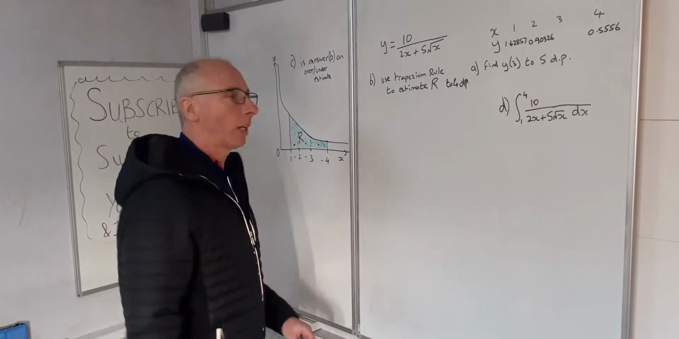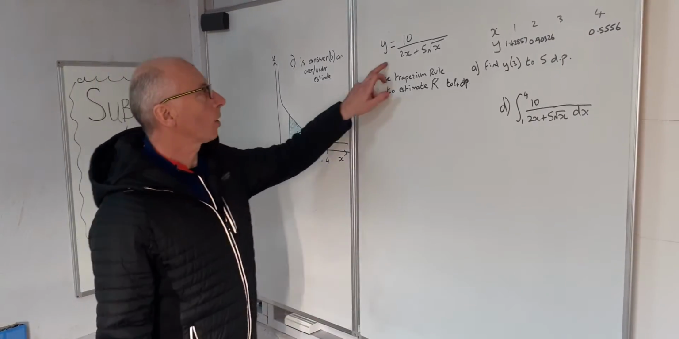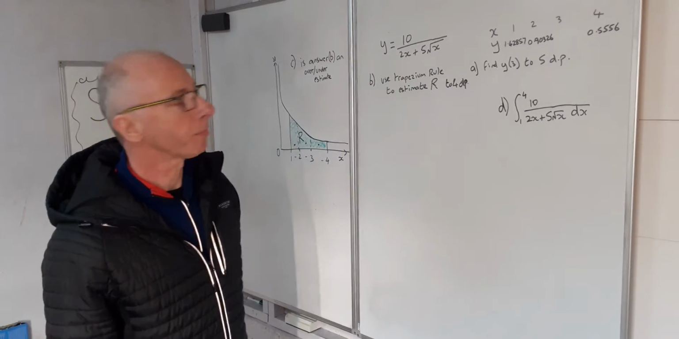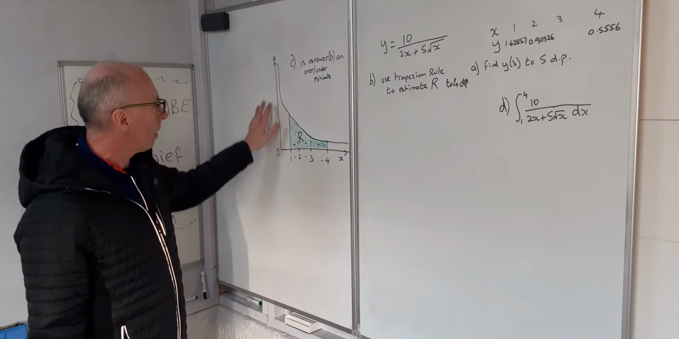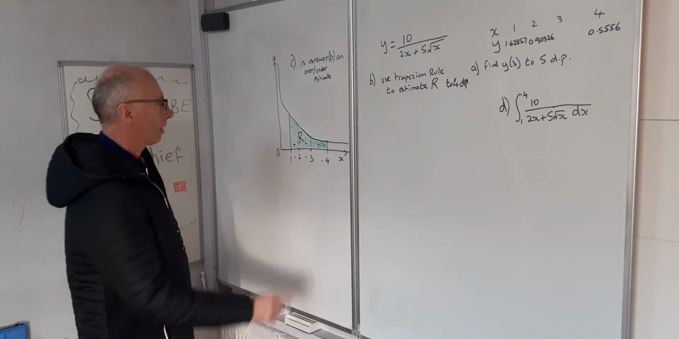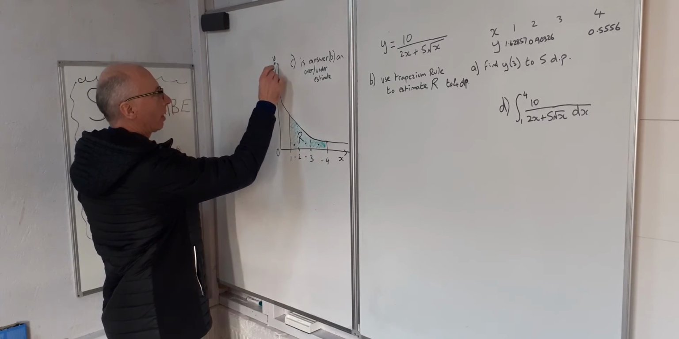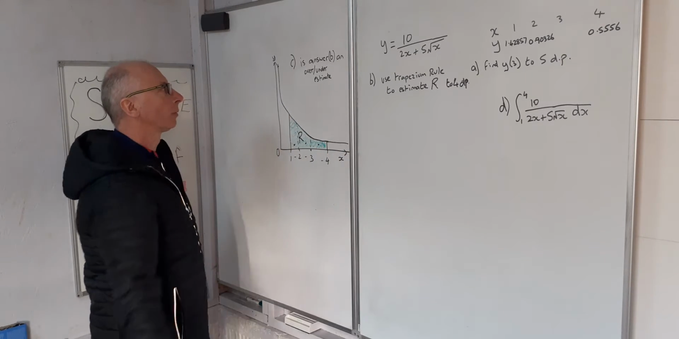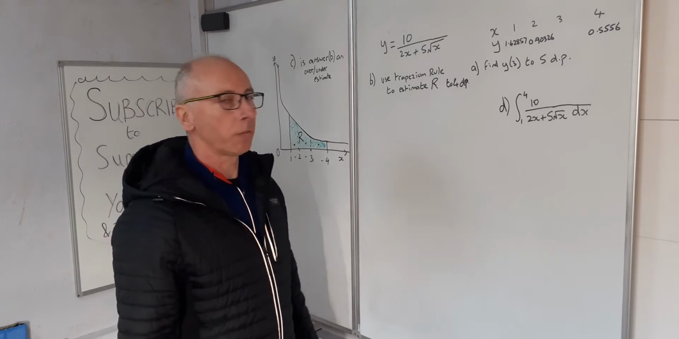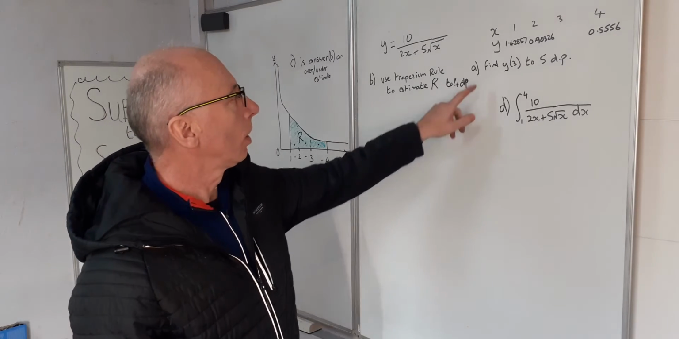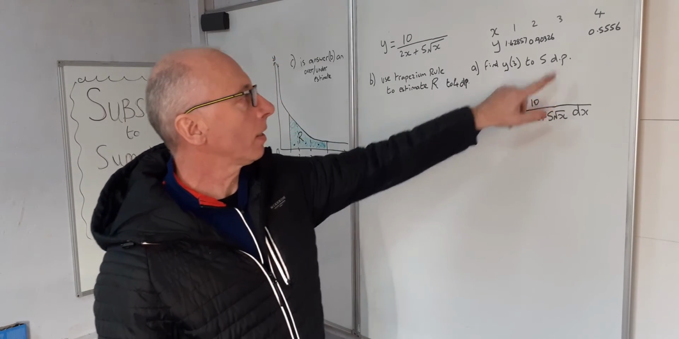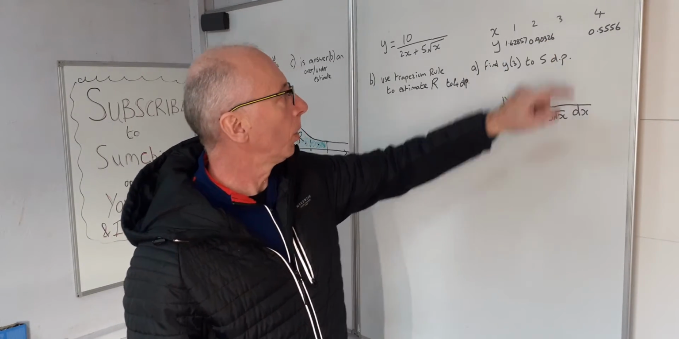Okay, right. This question concerns the equation y equals 10 over 2x plus 5 square root of x. And now I've drawn the graph here of what that is. So this would start here and come all the way down and go off down there to infinity. And we've got 4 questions. We need to find the third value for y to 5 decimal places, i.e. this point here.